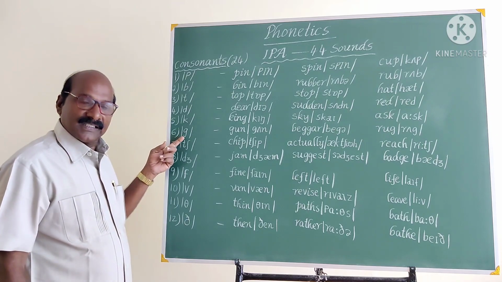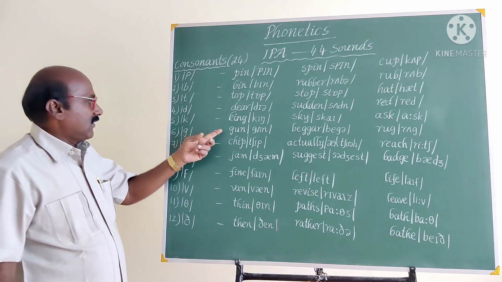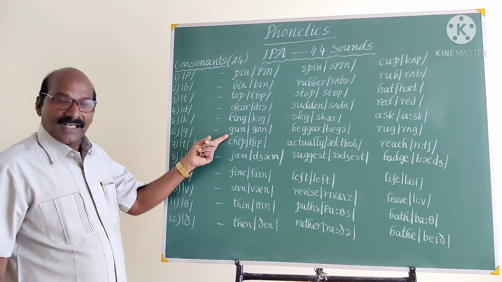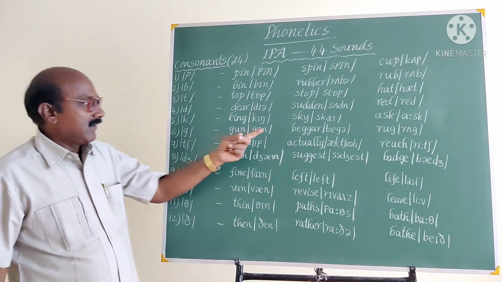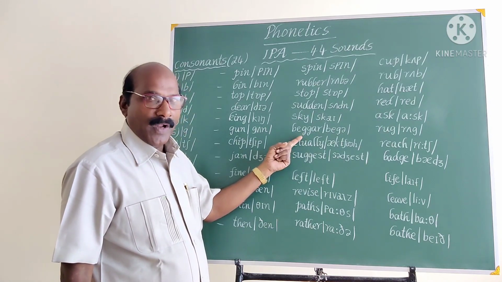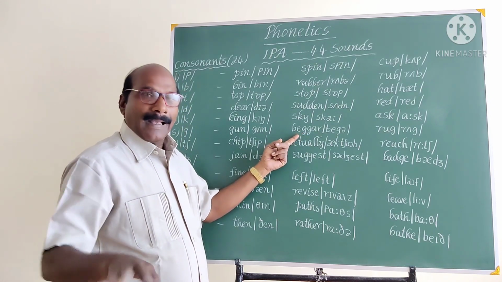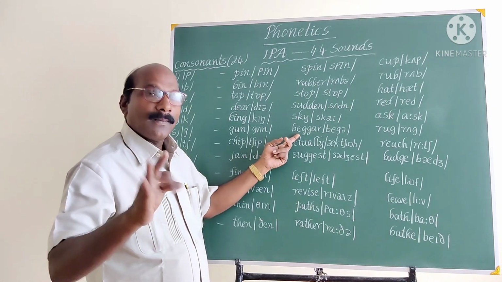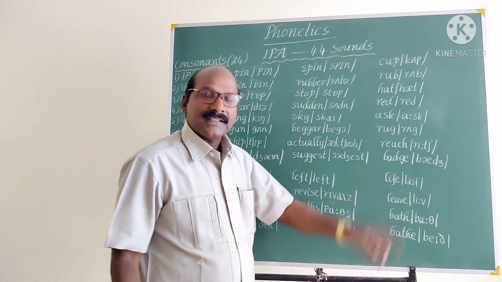This is g, as in gun. Beggar. Only a single consonant should be pronounced, not beggar with a doubled consonant. Rug.